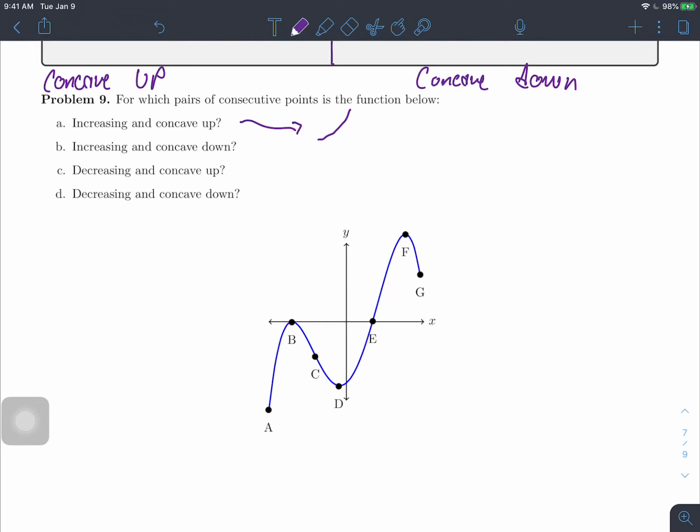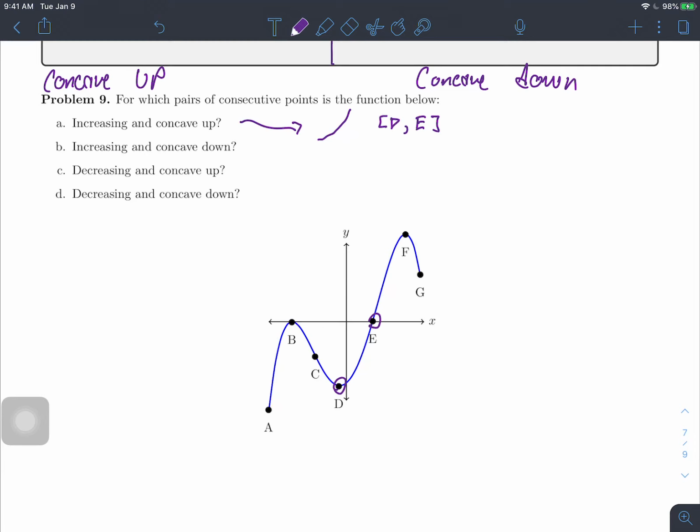So who wants to give me one pair of points where we see that? Yeah, D and E. D and E, between here and here. We're bending upwards and we're going upwards, okay? The way we would write it is D, E. This should be a capital D, E. Okay, any other places where we're increasing and concave up?